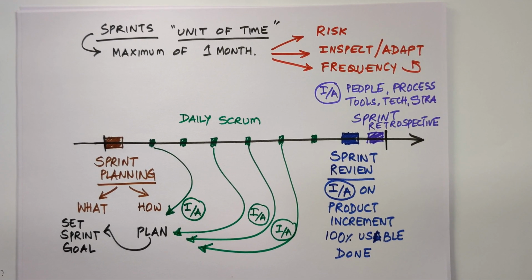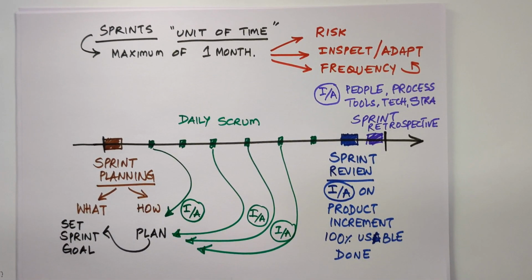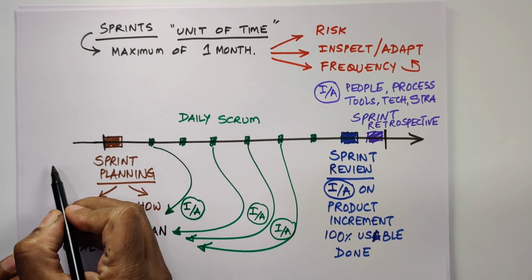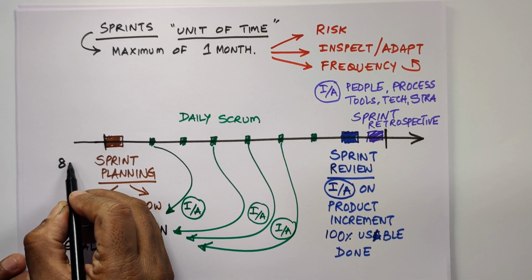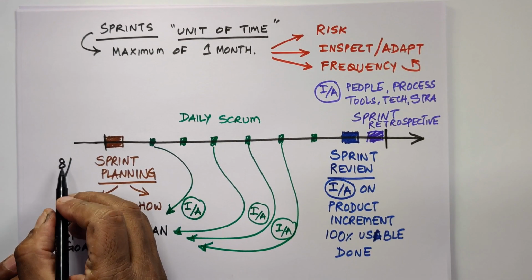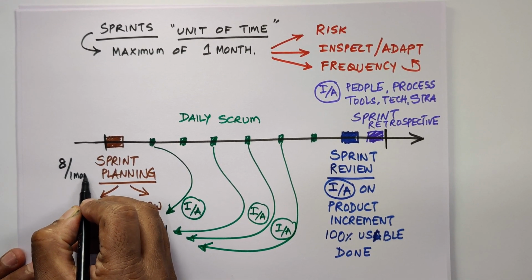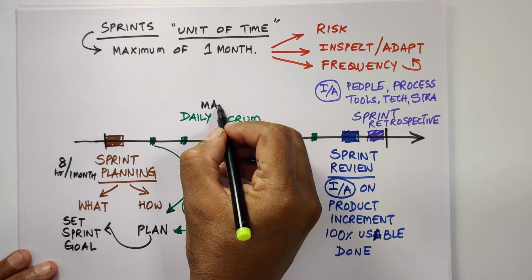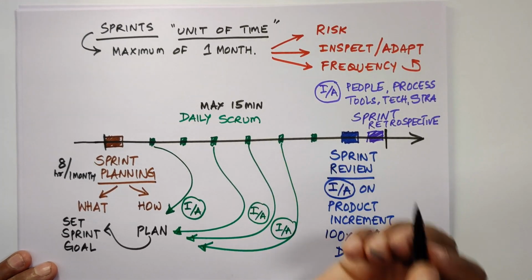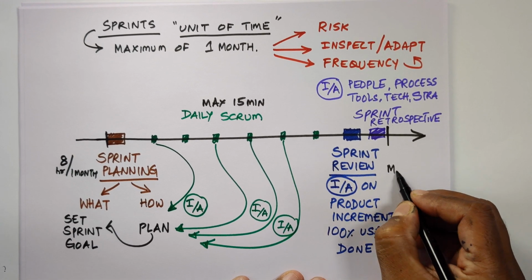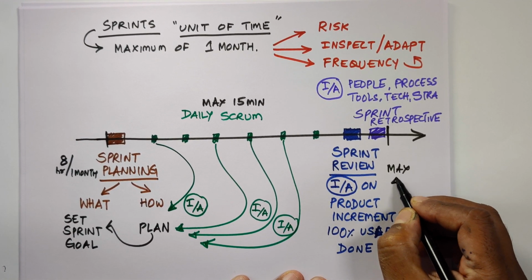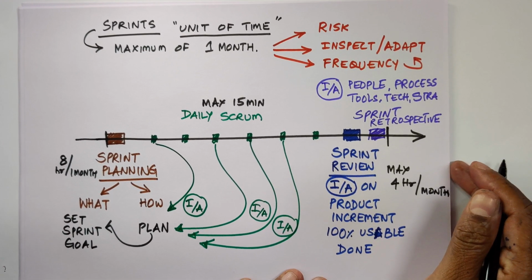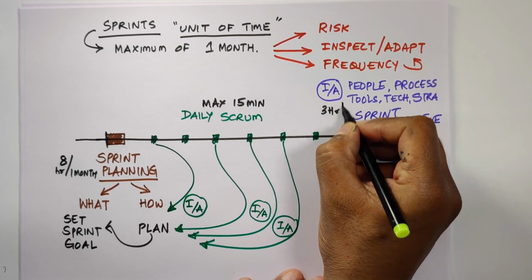Now, this is where we have the sprints. Sprint planning is a maximum of 8 hours for a month-long sprint. Daily Scrum is a maximum of 15 minutes. Sprint review is a maximum of 4 hours for a month-long sprint, and retrospective is 3 hours for a month.